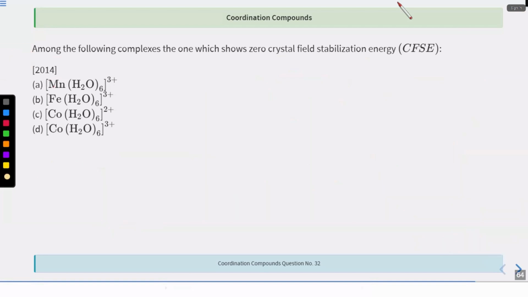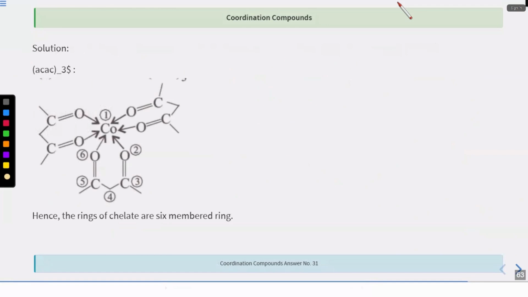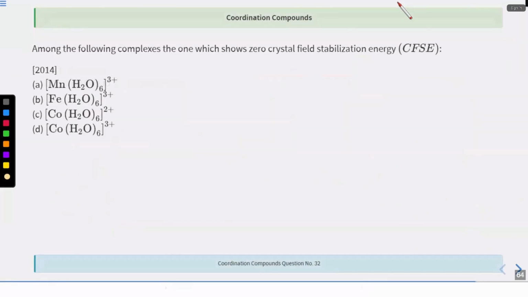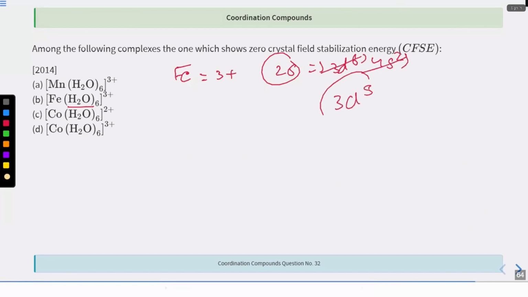Let me clear the space. Checking for Fe. Again, same logic. H2O is a neutral ligand. So Fe would be 3 plus. And Fe is 26, which is 3d6, 4s2. So when three electrons will go, two will go from here and one will go from here. So we will be left with 3d5, and d5 is all what we want. So B is the right option to this question.